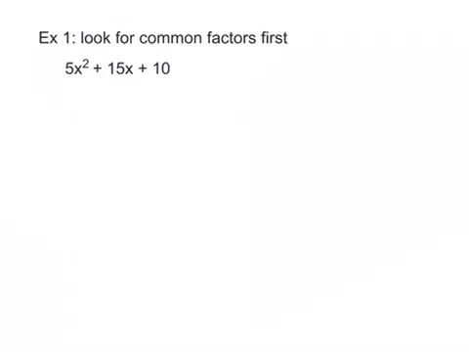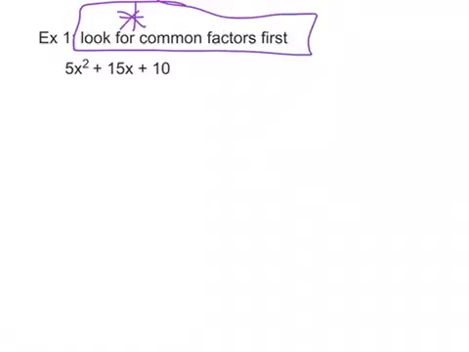So for example 1, we're going to look at the question and ask ourselves this really important question. I want you to highlight this question. I want this question at the top of your classwork today, at the top of your homework today. You always need to ask yourself this question first when you see that your A is not a 1. Today it's a 5, it's not a 1.